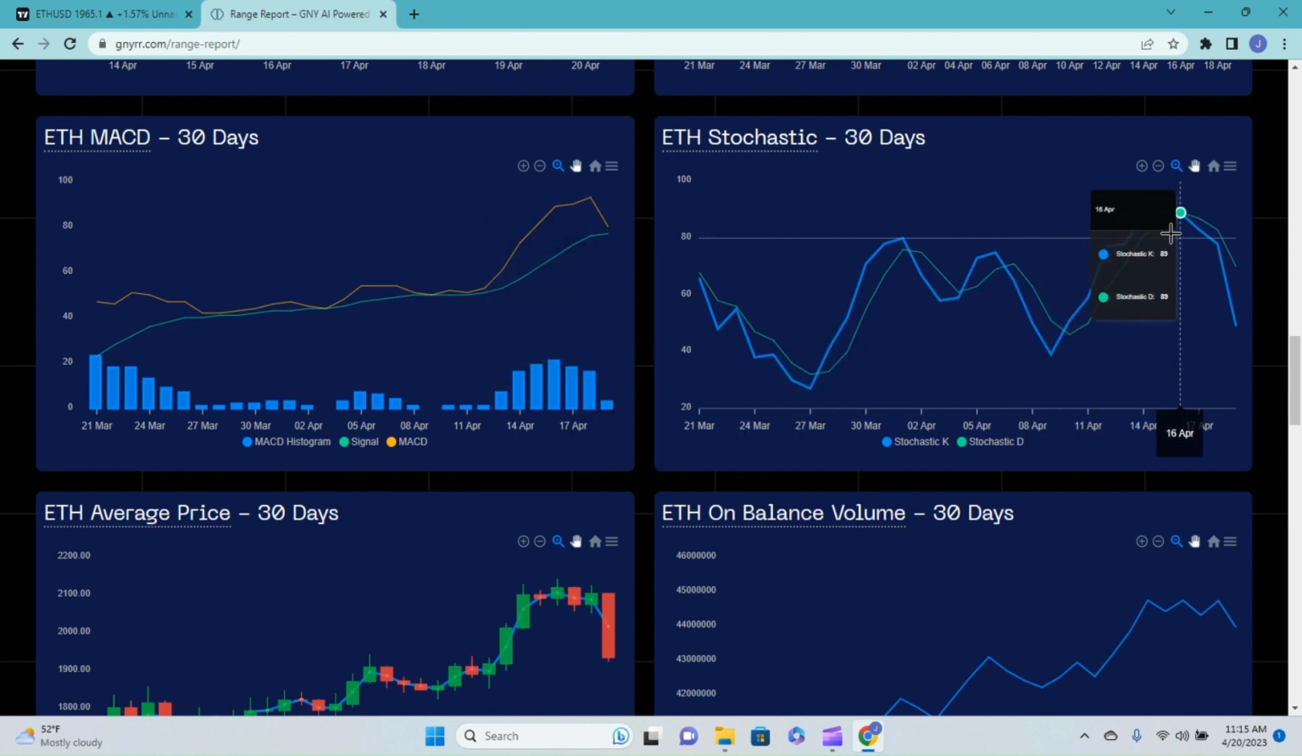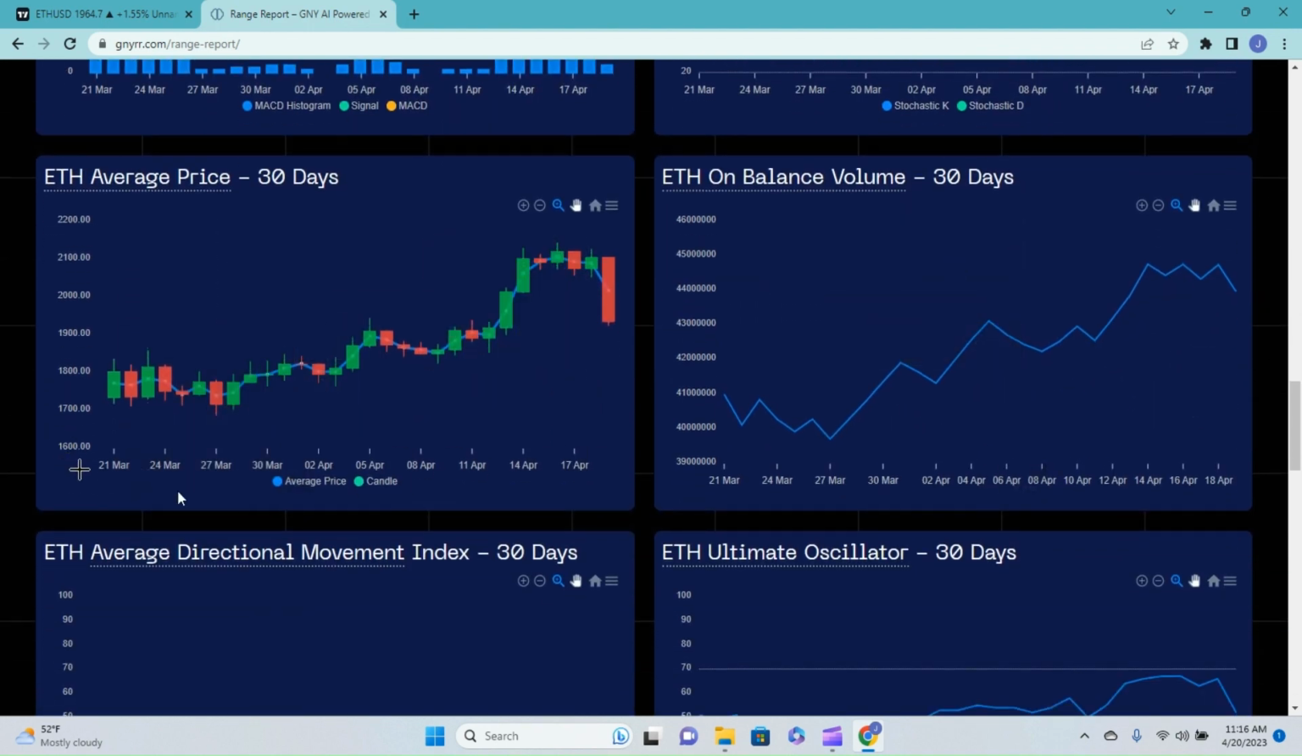The stochastic already did cross four days ago on the 16th and, just like Bitcoin, it was in that overbought territory, and we saw that cross and have been experiencing a solid, sizable stochastic pullback, which is exactly what we were hoping for. Over on Ethereum average price, again very similar to Bitcoin, we were putting in higher highs, higher lows, and just recently saw that curl around and start putting in lower highs and lower lows for the micro picture.